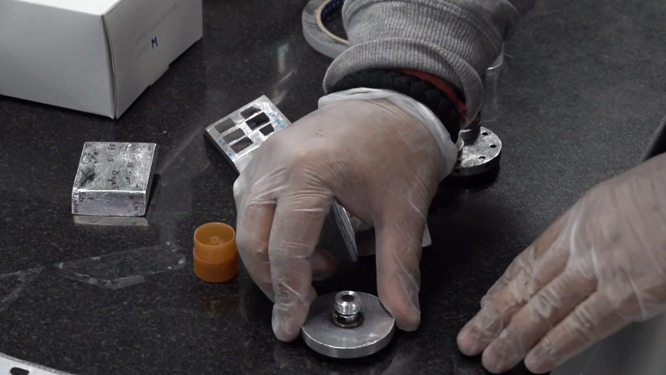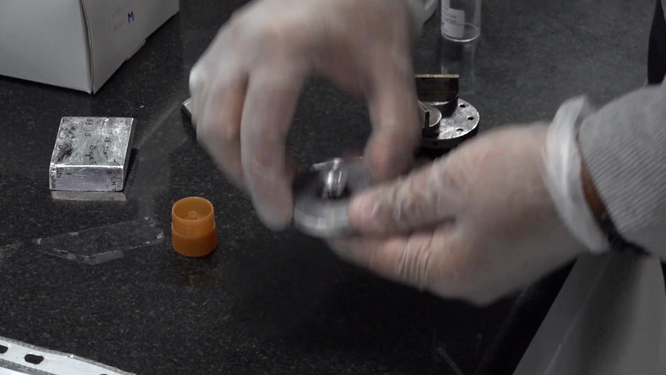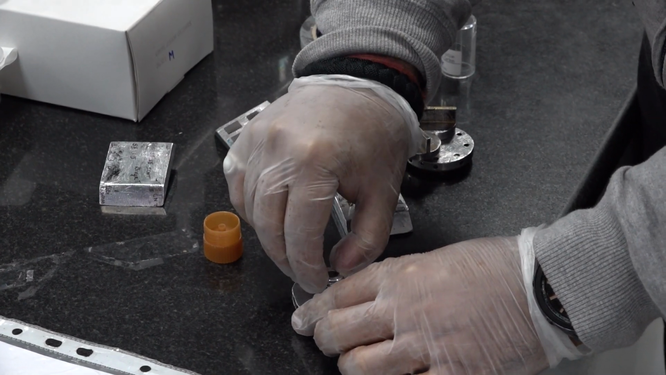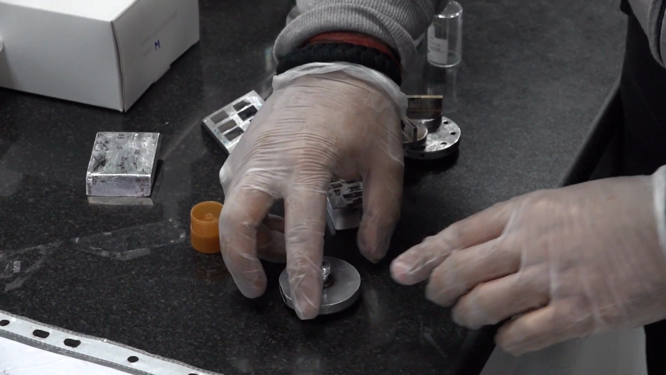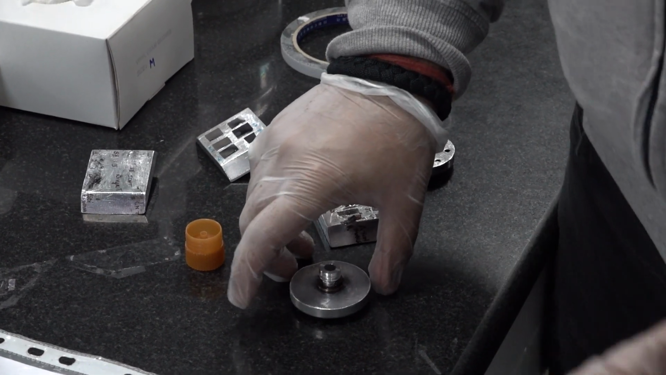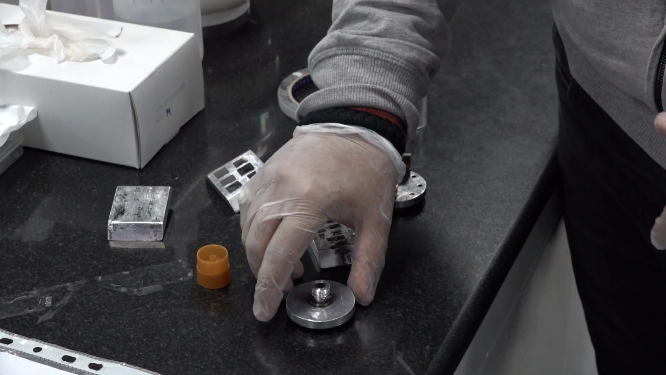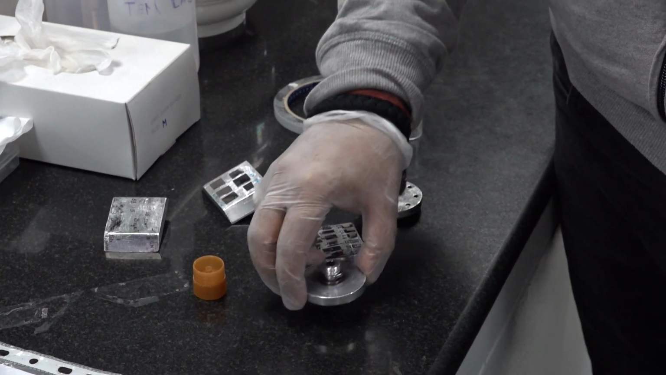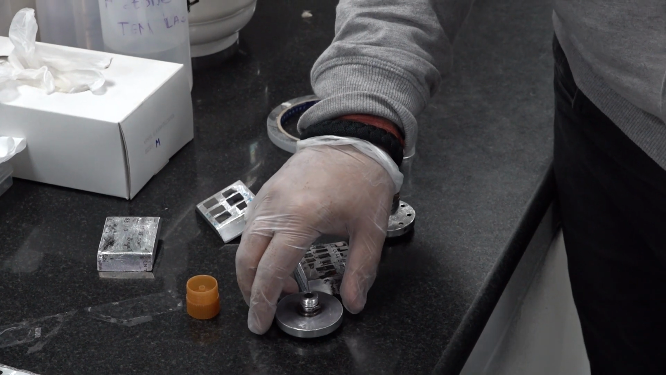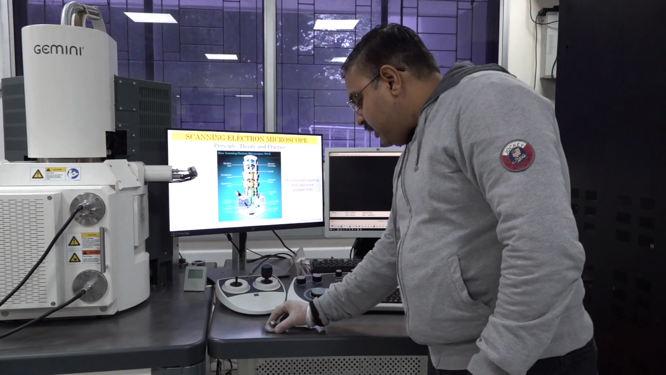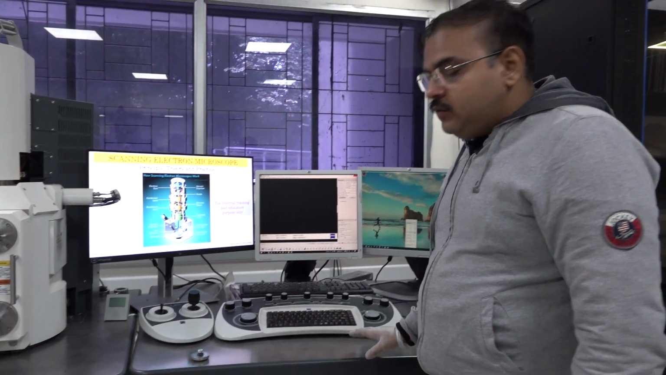So this is my gold on carbon sample. I have used the single stub holder and I have kept the sample here. Now we are going to keep the sample inside the SEM. I will show you in a minute the different operations of SEM and about the SEM console. As you can see, I have already prepared the sample here, the gold on carbon standard sample, which we are going to image. Now I am going to break the vacuum.